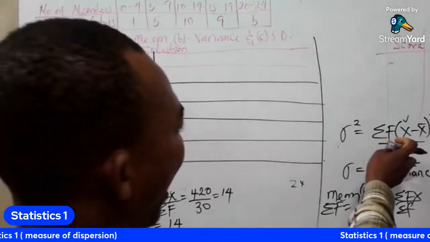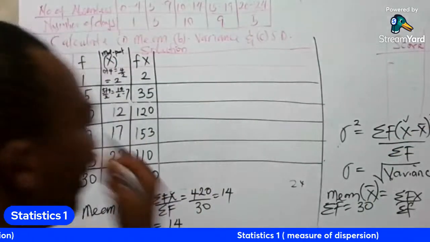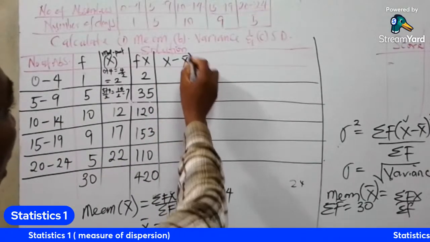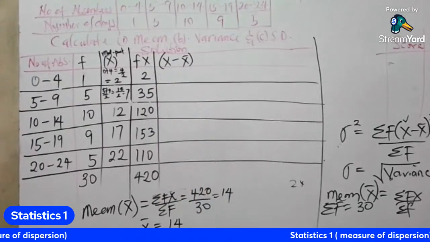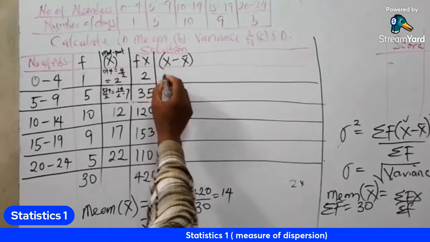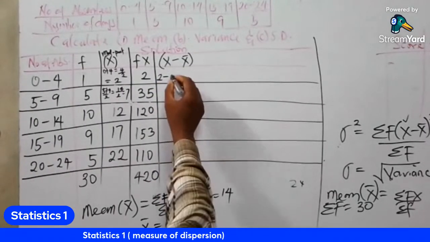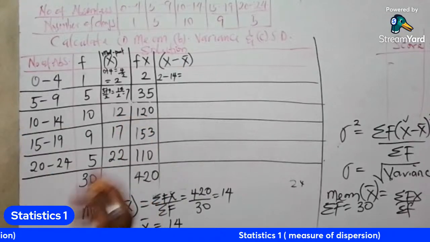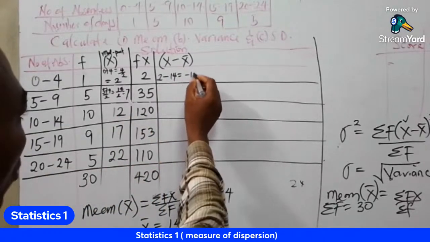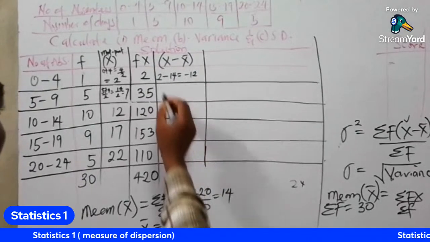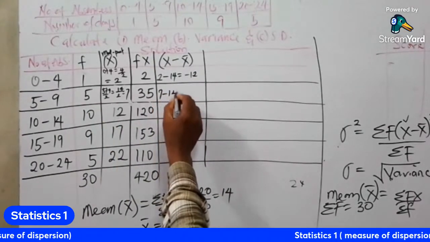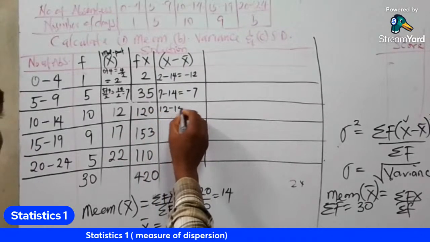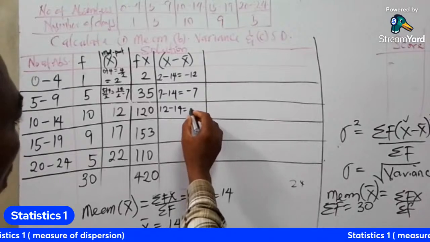And the formula says summation f into x minus x bar. That means I need to get my x minus x bar. And what is my x? Of course, my x is 2 here. So that is 2 minus 14, which is my x bar. So when you take 14 away, this is 2 minus 14. That means you have 2 naira and you owe 14, so the answer will be minus 12. Moving on to the next one, 7 minus 14 will give me minus 7. The next one is 12 minus 14, and of course, that will give me minus 2.